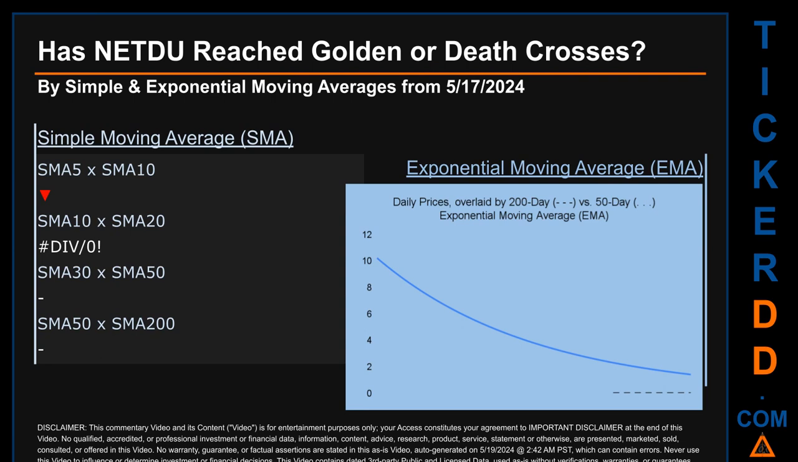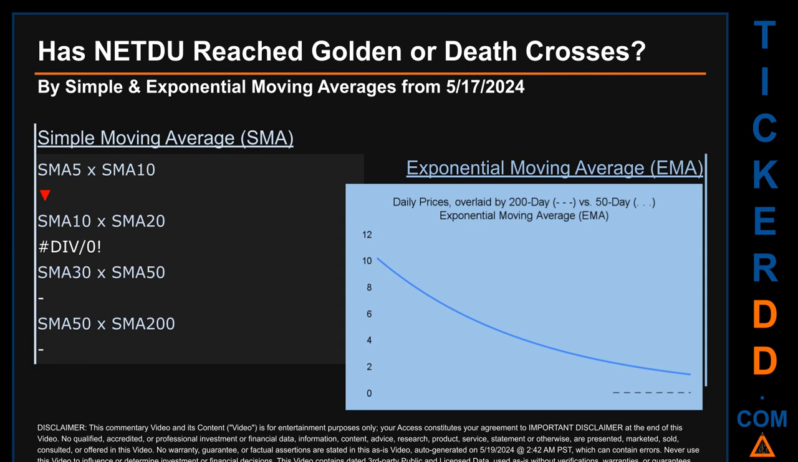Has NETDU price reached golden or death crosses? Golden cross and death cross are basic signals that compare average prices across two specified trade day ranges, a short-term versus a long-term range. For example, 5-day versus 10 trade days. Essentially, a golden cross is a bullish signal. It appears when a ticker's short-term moving average crosses above its long-term average.